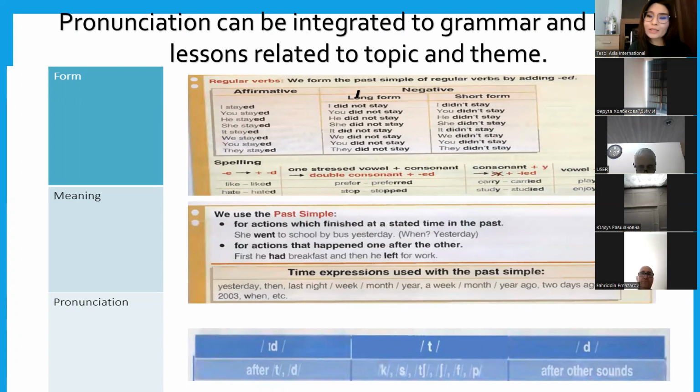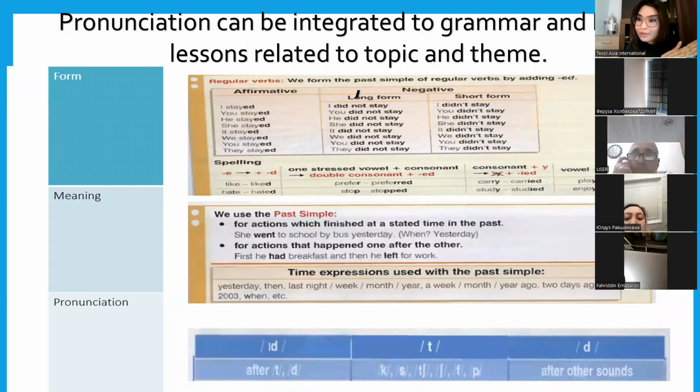As I said, pronunciation can be integrated into grammar and skills, reading, writing, speaking, and listening skills related to your topic and the theme. For example, when you are teaching grammar, we know that we have to introduce form, meaning, and pronunciation of any topic of grammar, right? And sometimes we can make a connection to a grammatical topic. For example, when we talked about intonation, I mentioned that if we are teaching declarative sentences, we can talk about falling tone. Or if we are talking about alternative or general questions, we can introduce rising tone regarding pronunciation. So we can make a connection, introducing form, meaning, and pronunciation.